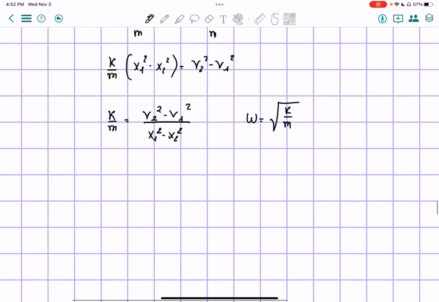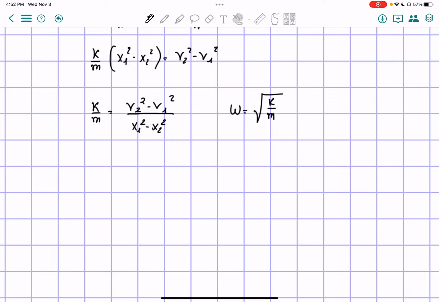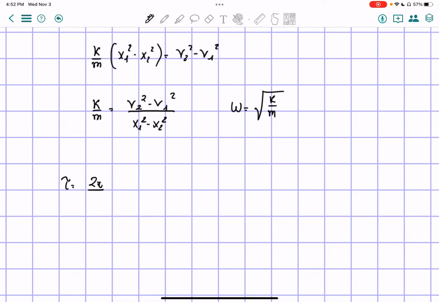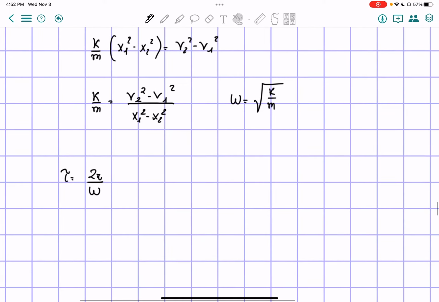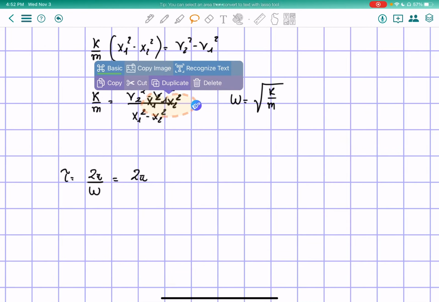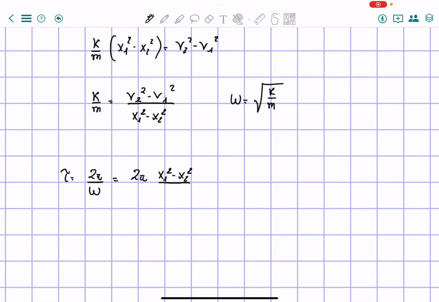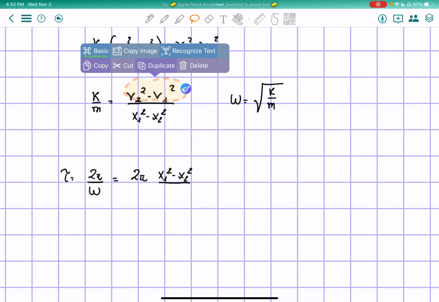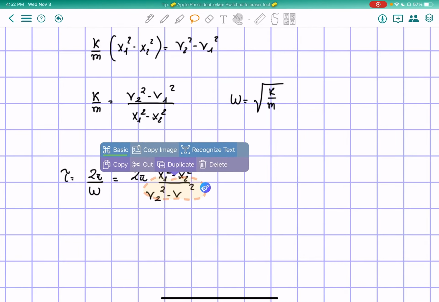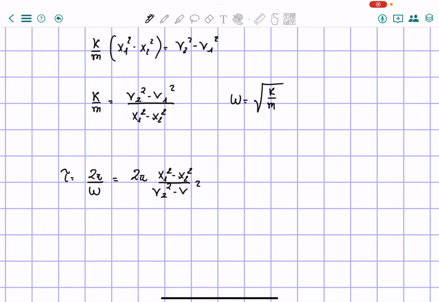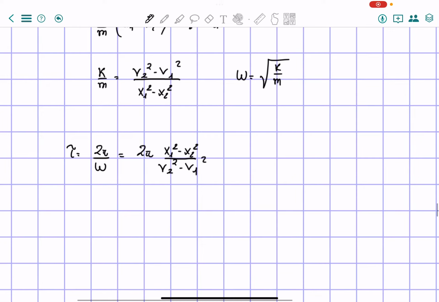Now we are asked to find the period, and the period we know is 2 pi over the angular frequency, which is going to be equal to 2 pi times the square root of x1 squared minus x2 squared over the velocity 2 squared minus the velocity 1 squared. And that is our period.